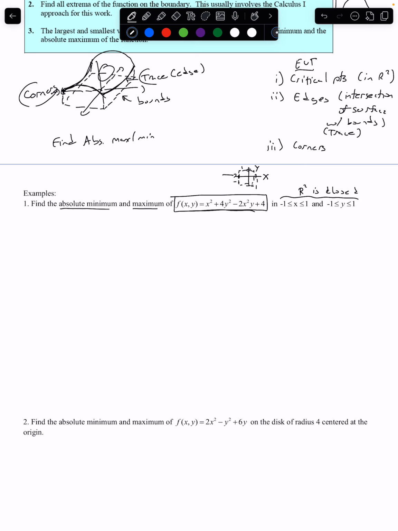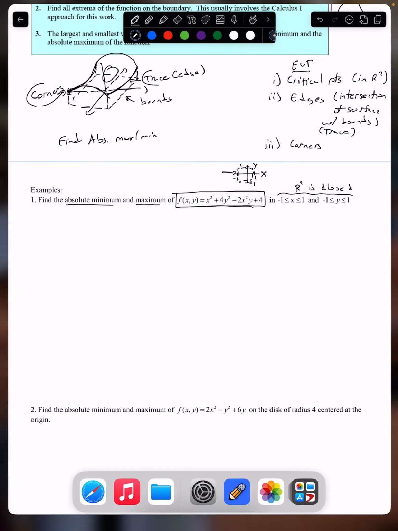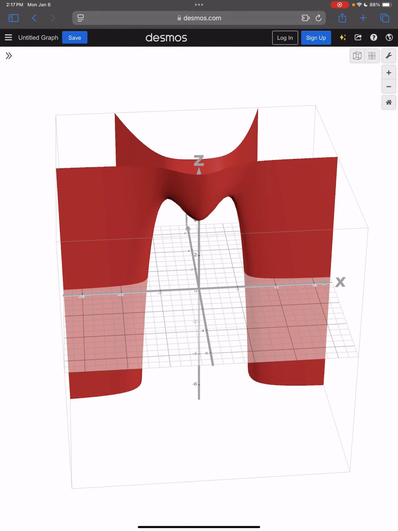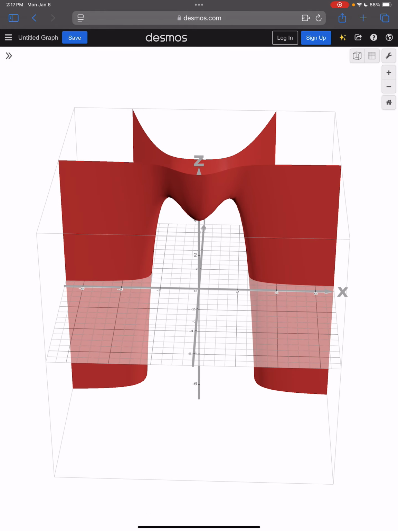So the first thing we have to do is find our critical points. But let's see what this graph kind of looks like first, okay? I've got a graph right here. Hopefully it's still going. There it is. There's the graph right there. Here's what the graph of our function looks like.